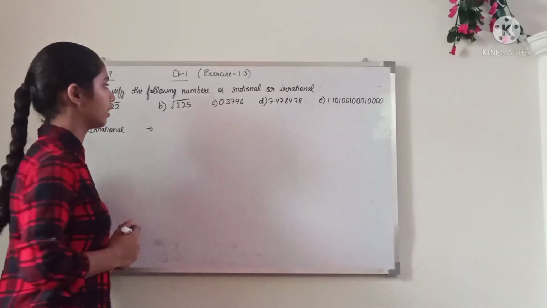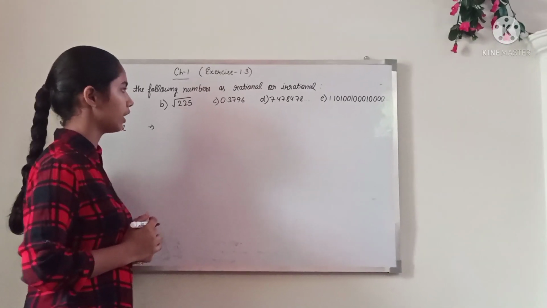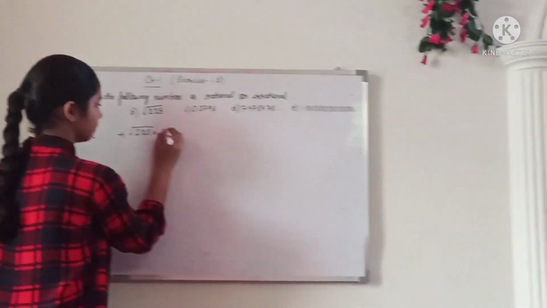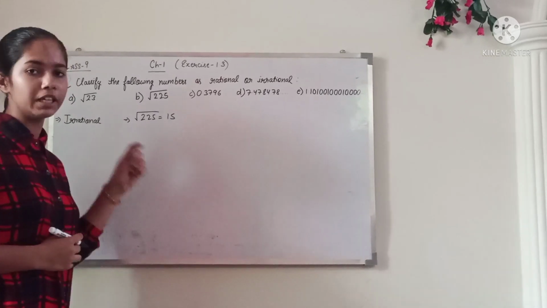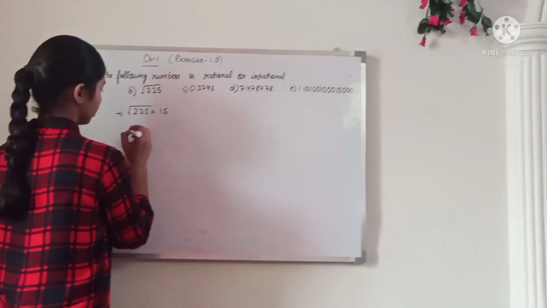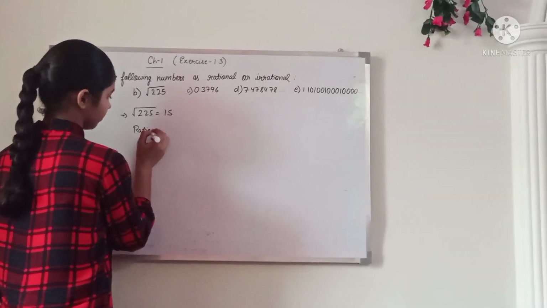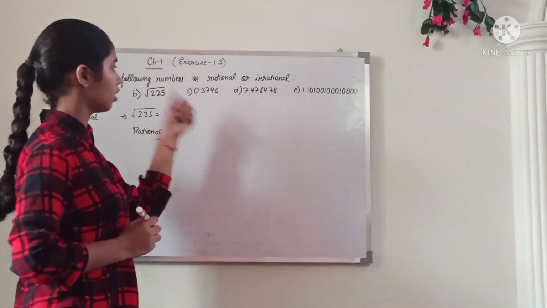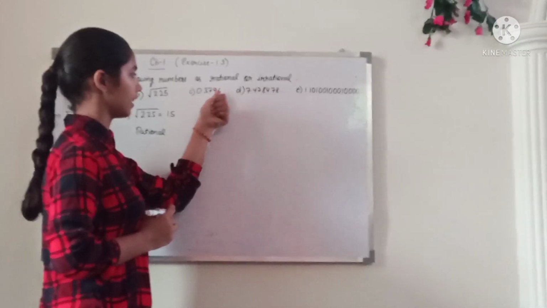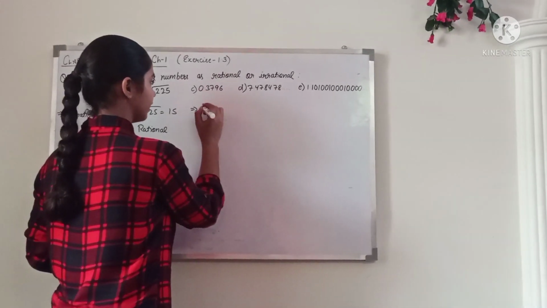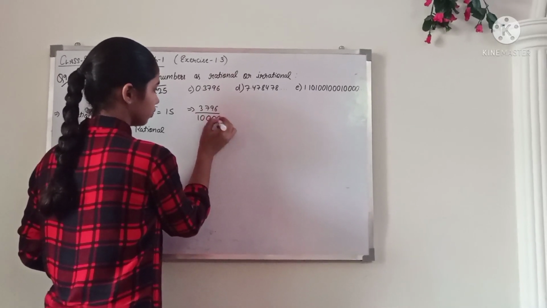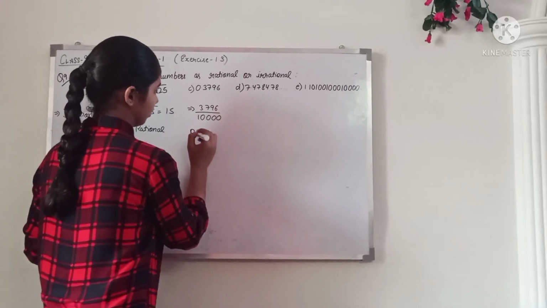Now coming to the next part. Root 225 is equal to 15. You can multiply also. The answer is 225. So this is rational. Now coming to the third part. 0.3796. We can write it like this also. So this is a rational number.